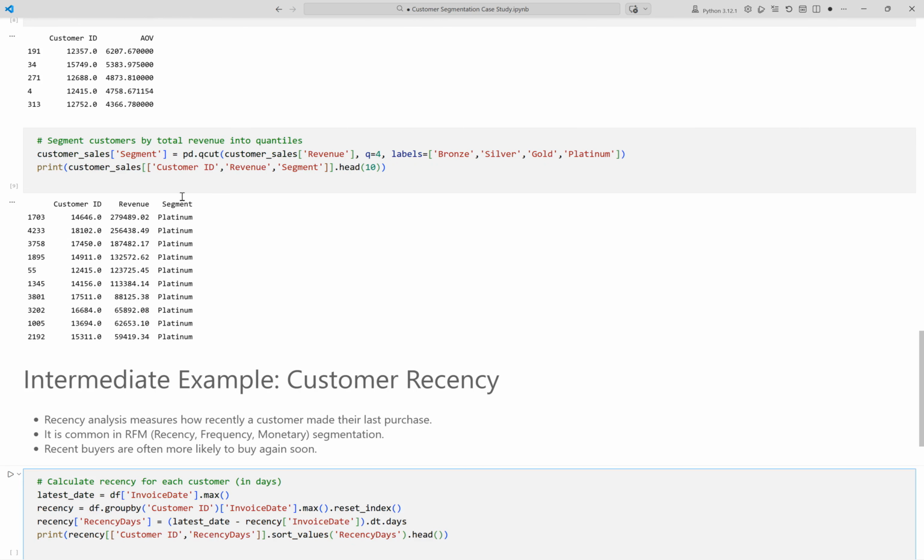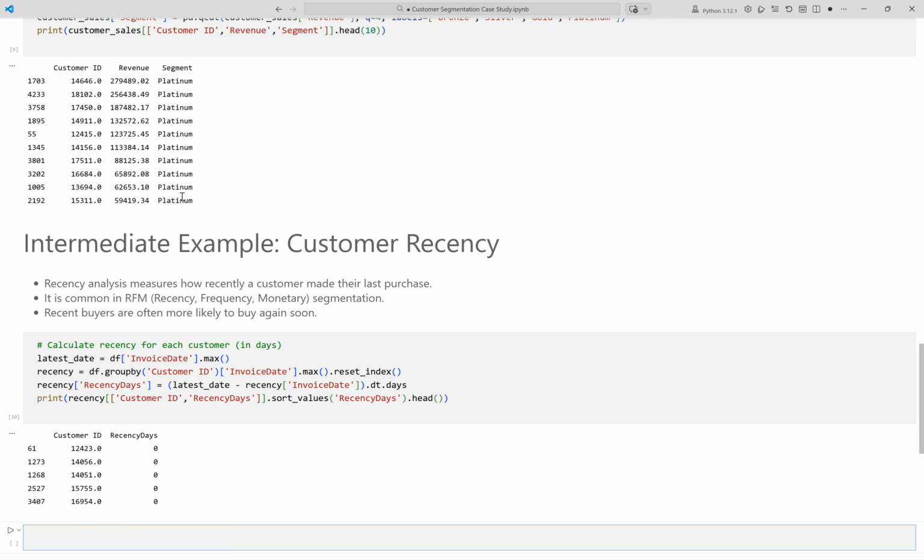Running the cell now. Here, we calculated each customer's recency in days by finding the difference between the latest purchase date in the dataset and their most recent invoice date. Notice the smallest recency days value is 0, indicating these customers made a purchase on the dataset's last recorded date, marking them as the most recent buyers. This insight is crucial for targeting customers likely to respond well in promotions or retention campaigns. Suggestion: segment customers into new, active, and inactive groups using recency.